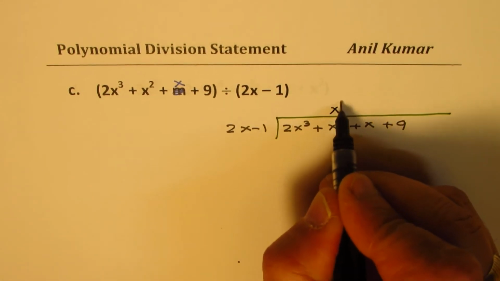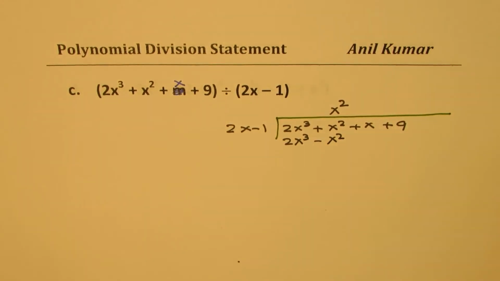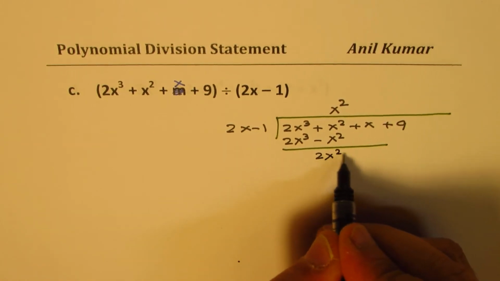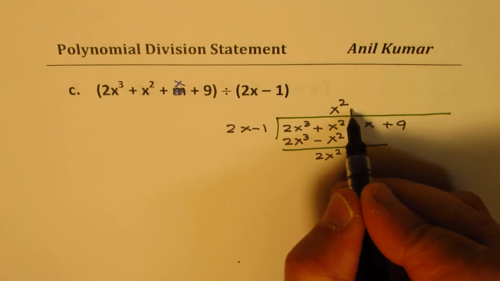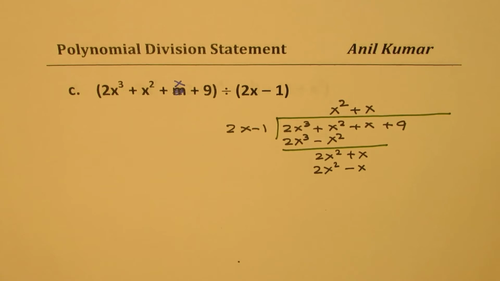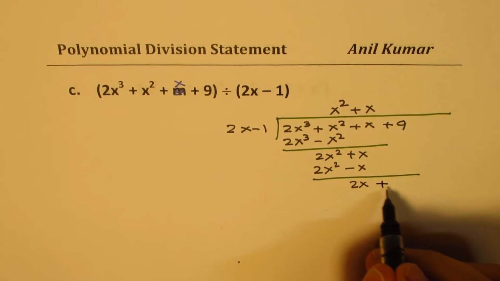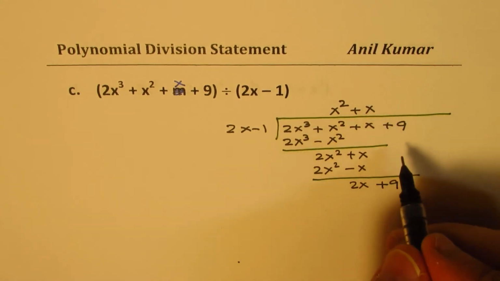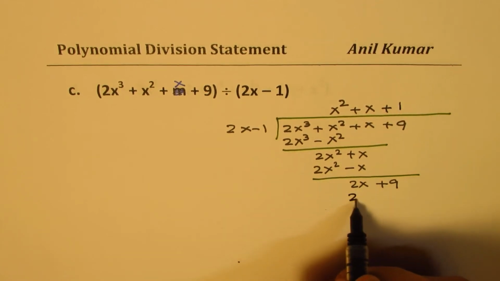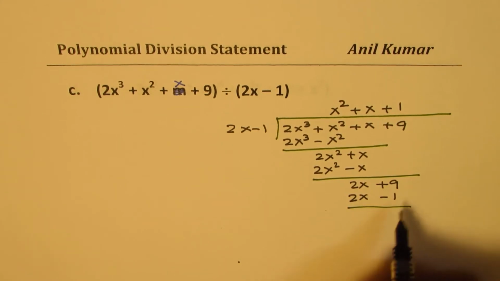So we can multiply this by x squared. We get 2x cubed minus x squared. Take away. So when you take away, you get 2x squared plus x. Now we need to multiply this by x. So we get 2x squared minus x. When you take away 2x squared minus x, you get 2x here. That becomes positive. Bring down 9. And now you can multiply by 1. So that gives you 2x minus 1. And the remainder in this case is 10.